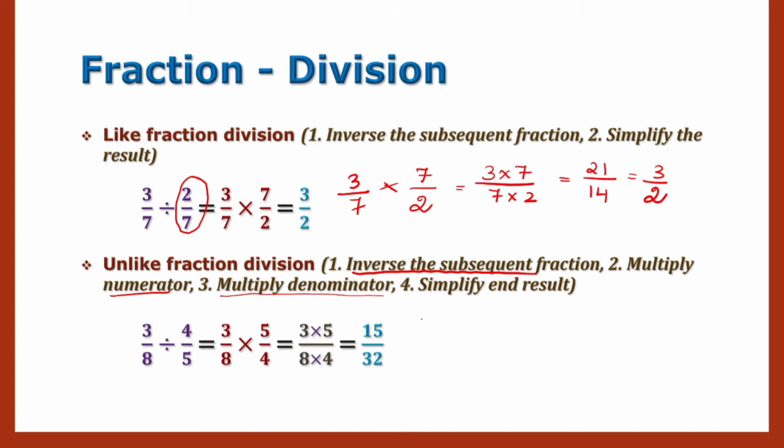As usual, the first antecedent term remains the same. And then we have to take the reciprocal of the subsequent term, which is the second term. While taking the reciprocal, the numerator comes to the denominator, which is 4 is written in the denominator, and the 5 goes to the numerator. And then the division sign changes into multiplication. We follow the multiplication rule now. We multiply the numerators, which is 3 multiplied by 5, divided by 8 multiplied by 4. We get 3 5s are 15 divided by 8 4s are 32. We cannot simplify this result, so the answer is 15 by 32.